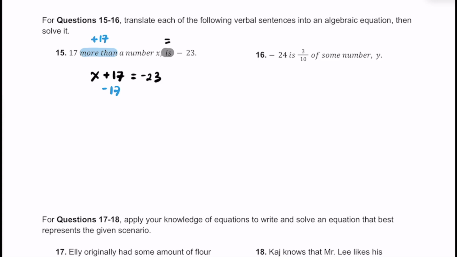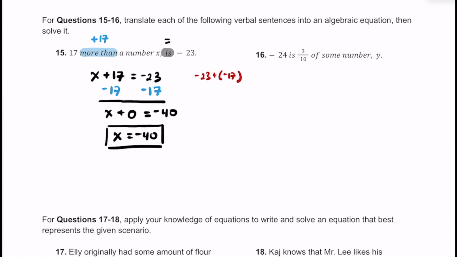We can use the subtraction property of equality, take away 17 from both sides here. If we do that, we get x plus 0 is equal to, and negative 23 minus 17 is the same thing as negative 23 plus negative 17. So that's another way you can think about it. And so that's going to end up being negative 40. All right, now using the identity property of addition, you can drop the 0 and just say x is equal to negative 40.